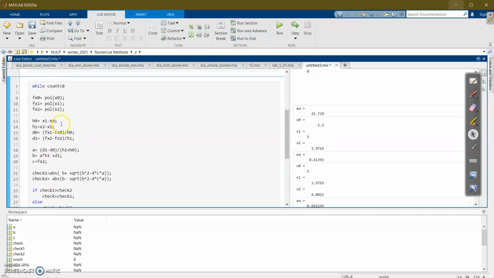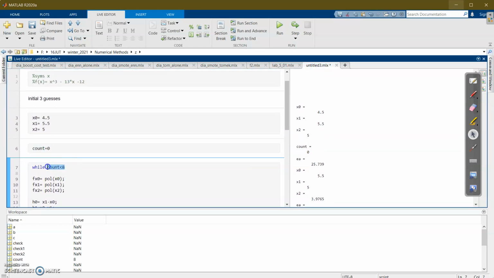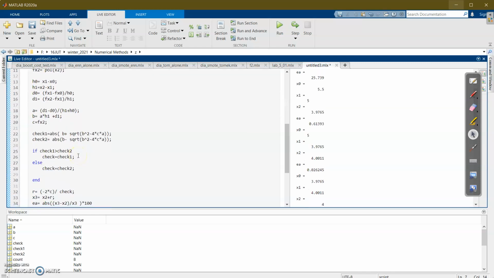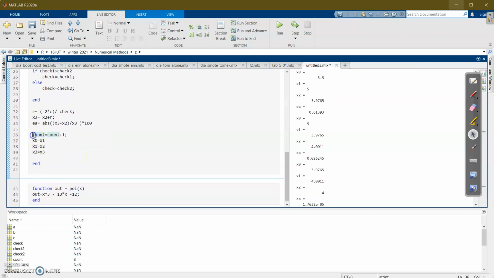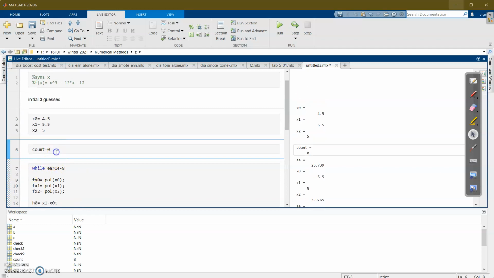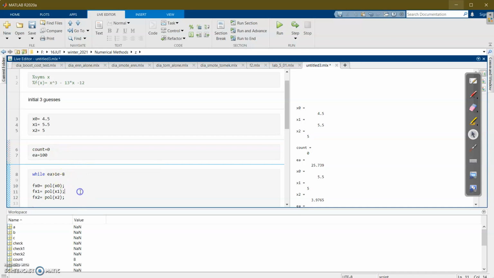So if I use this error as my check, EA, that is my absolute error, as long as the error is greater than, say for example, 1e-8, that is 10 to the power minus 8, as long as EA is higher than that, I will keep running this loop. Otherwise I'll break out of this loop, so I can ignore this count option. I don't need it. But since I am using a while loop, I have to initialize my EA value. Let's initialize it as 100, something greater than this value, so that the loop runs.